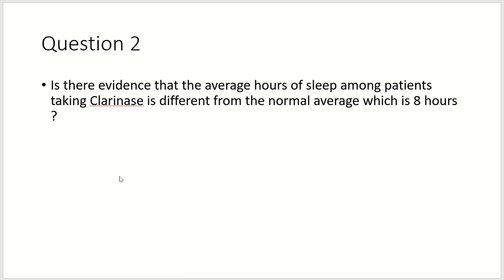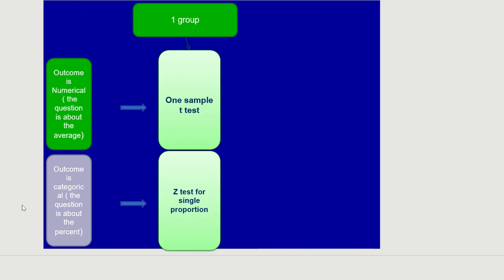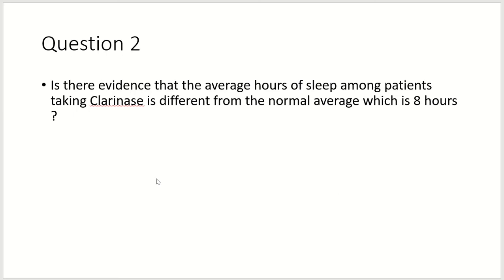And therefore, the test that we will be using is, let's go back to the map. So if you have only one group and your outcome is numerical, you're either going to use the one sample Z test or the one sample T test, depending upon if you have sigma or you do not have sigma. Okay? So your null hypothesis is going to be mu of hours of sleep for patients on clarinase equal to 8 hours. Remember, the null hypothesis, there's no departure from the state of nature. And the state of nature is that it's 8 hours. Your alternative hypothesis, this mu is not equal to 8 hours.